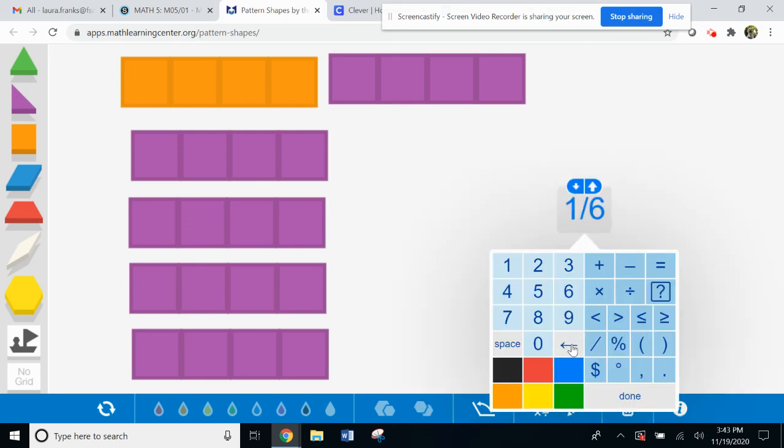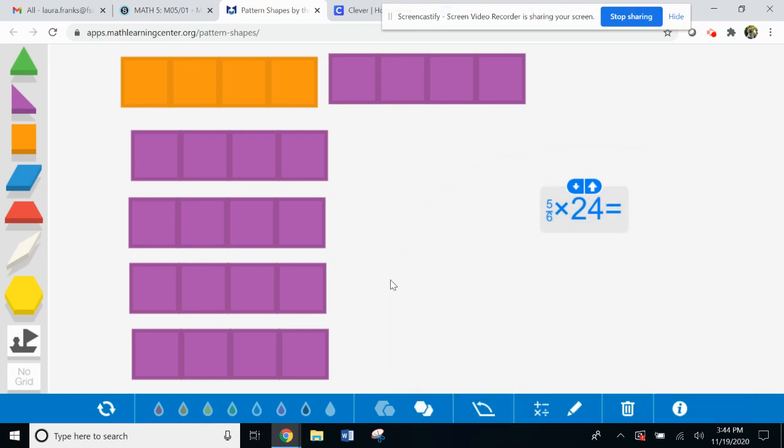We'll look at one last one here. Let's do an even uglier one. Let's do 5/6 of 24, or 5/6 times 24, depending on how you want to read it. How can we figure that out? What we just worked on. We just figured out 1/6. So here's one group. I'm looking at the denominator and I already have my 6 groups.